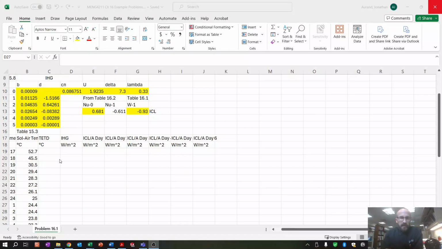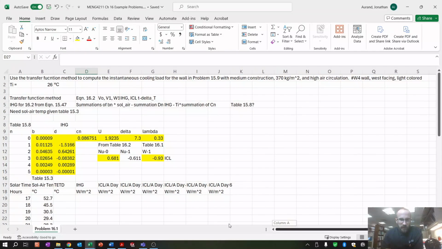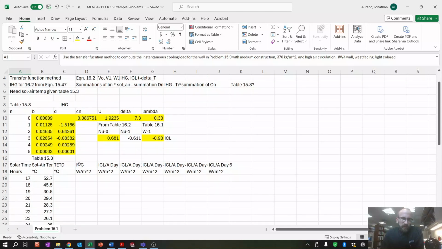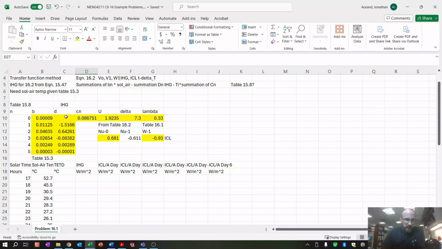Alright, we're restarting or recontinuing this problem 16.1 from HVAC. Just to review, we're doing the transfer function method. This is problem 16.1. It's very similar to what we'll do in 16.3, which is just redoing an example. Looking at this, we've got our solar air temperature. Now we're going to do the instantaneous heat gain, where we're going to be using the B's and D's and Cn here.